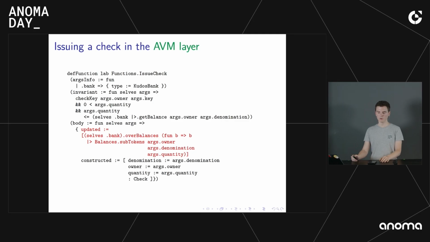And then in the body, we have two parts, updated and constructed. In the updated part, we have the objects that are modified from the arguments. So in this case, we have the bank here. And from the bank, we basically subtract the amount of tokens that you're removing from it. So yeah, very straightforward. And then finally, in the constructed part, we have the new check that we are creating. And we're setting the denomination, the owner, and the quantity.